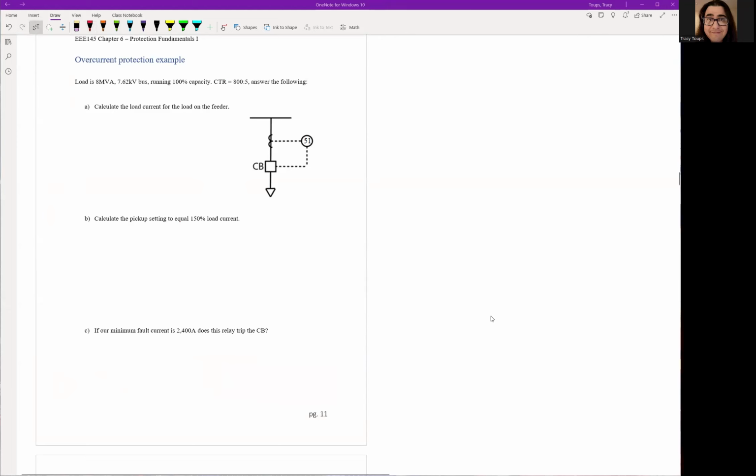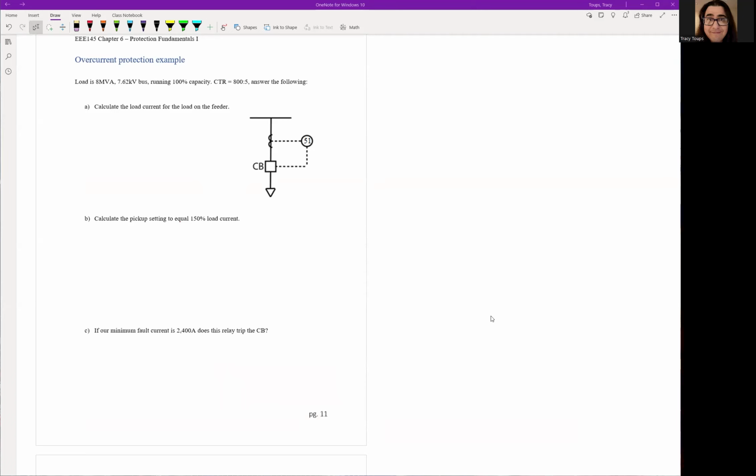Just to give you a rough idea, here is a low overcurrent protection example. Here's your feeder. Your load is 8 MVA on a 7.62 kV bus, running at 100% capacity, so you're using all 8 MVA of that power. Your CTR is 800 to 5 for this relay. Calculate the load current, I load, right here.